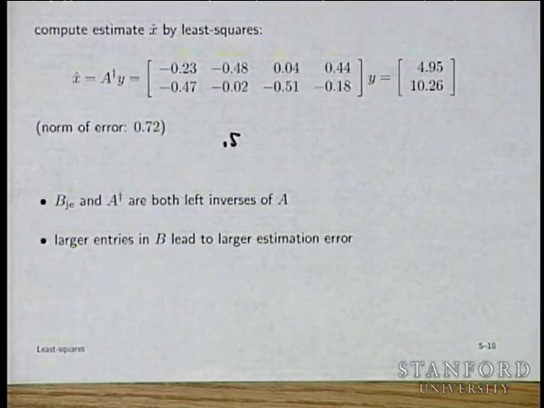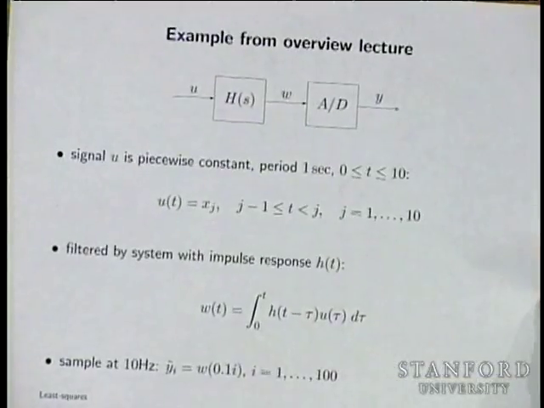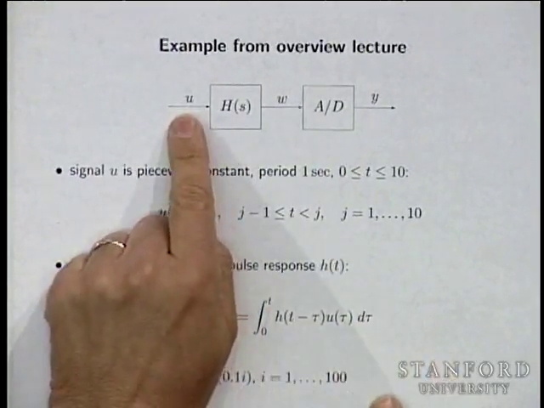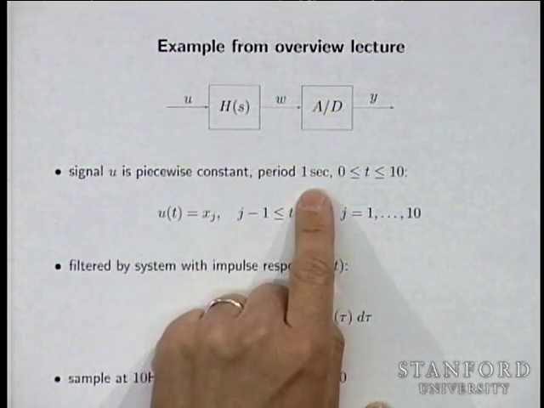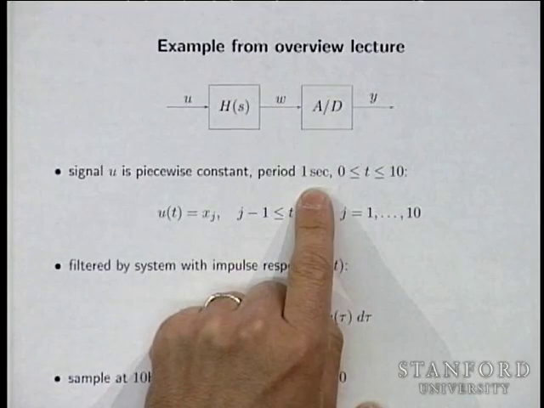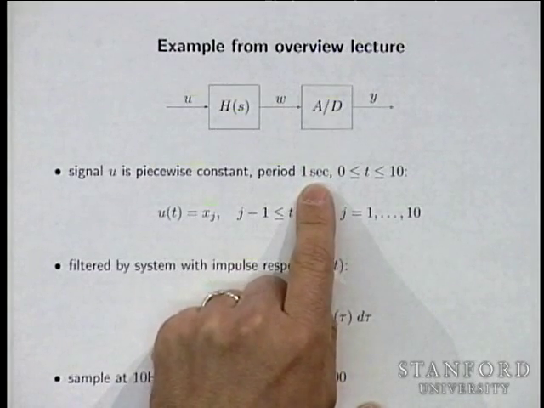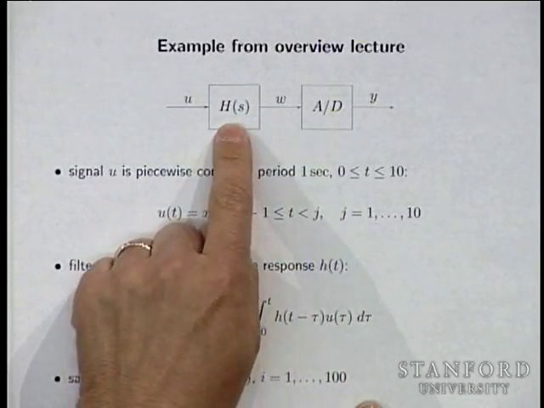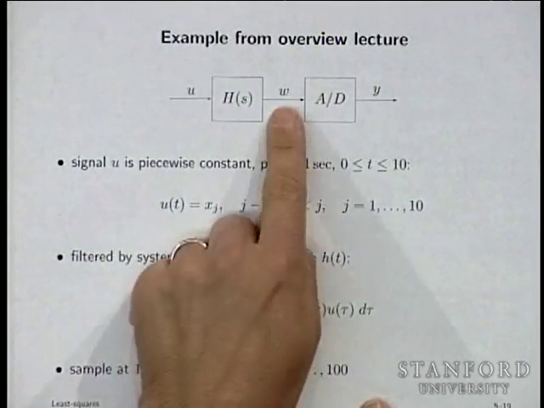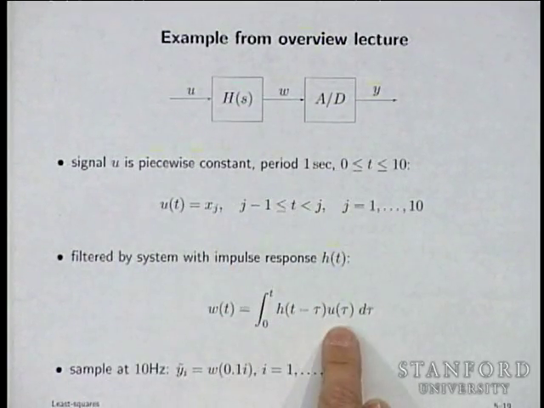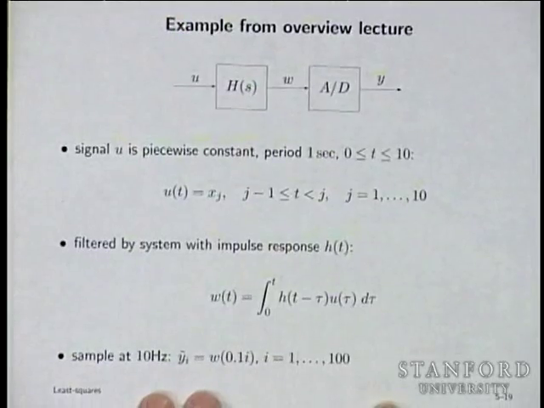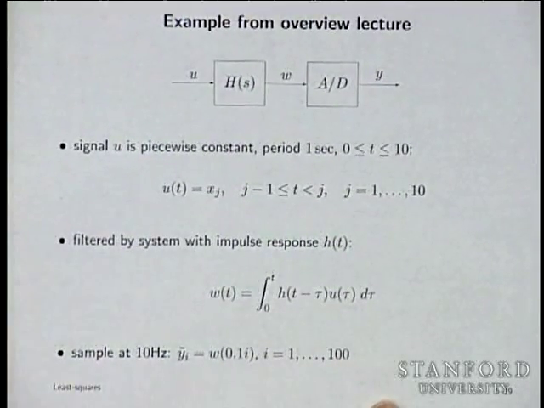Now we can go back and we can actually do our example from the first lecture, which is this. You had an input that was piecewise constant for periods of a second, or a nanosecond or microsecond if you like to make a different time scale, but it doesn't matter. It goes into a filter, and that simply means that this signal here is a convolution of that input here with a convolution kernel or impulse response. You sample that at 10 hertz. That means you sample it every 100 milliseconds. You get this.